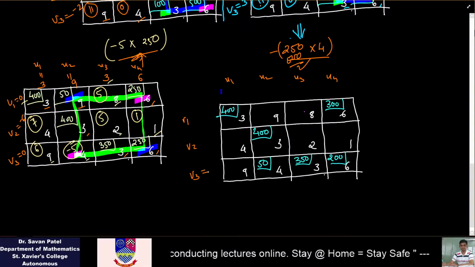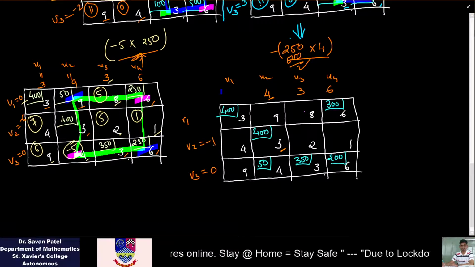Take any one to be 0. So again, I am taking v3 to be 0 initially. That will give you direct values, that is 4, 3, 6, because their respective sums are here 0 plus 4 must be 4, 0 plus 3 is 3, and 0 plus 6 is 6. Now since this is 4, this is 3, so here it must be minus 1.